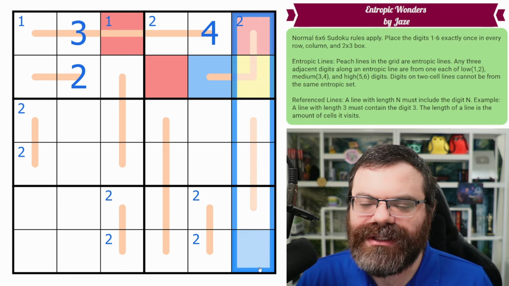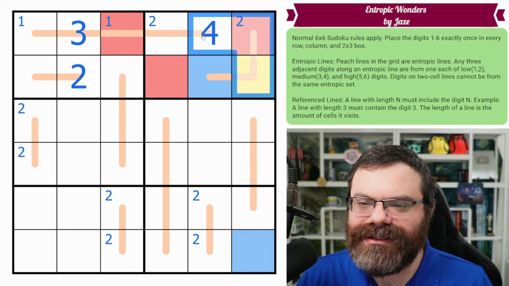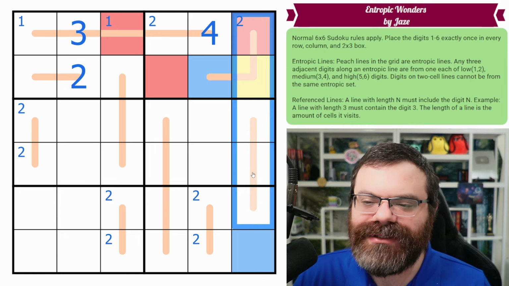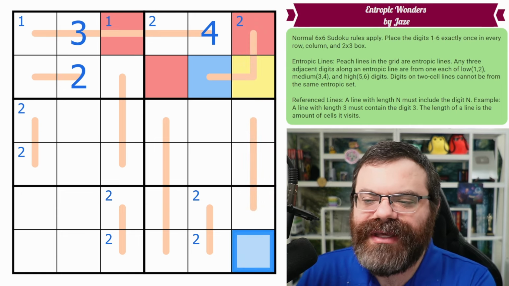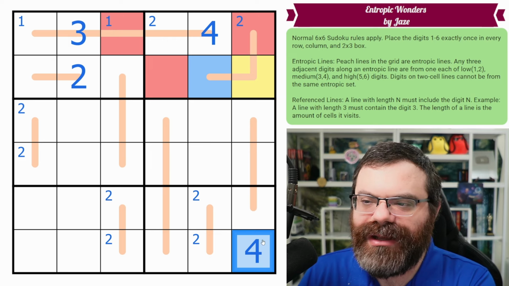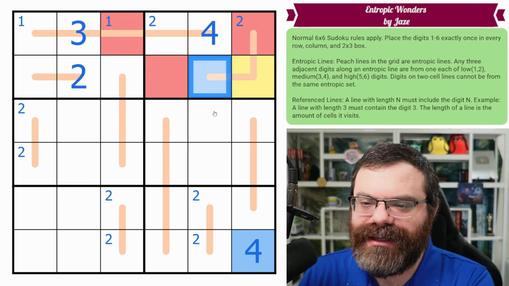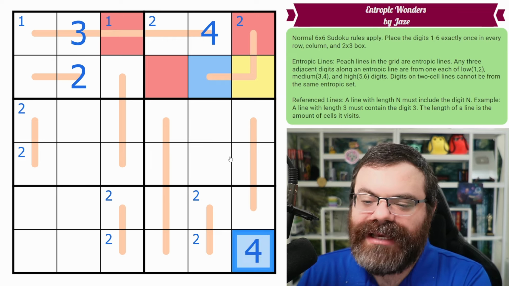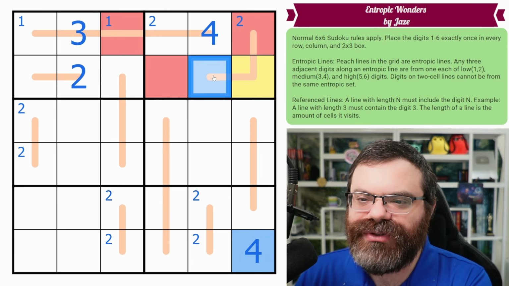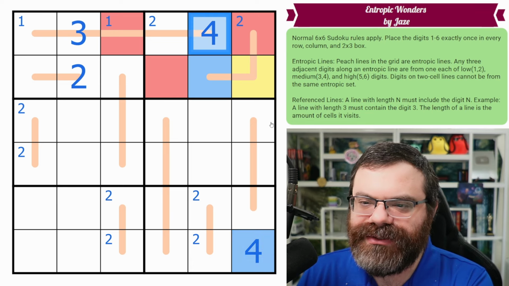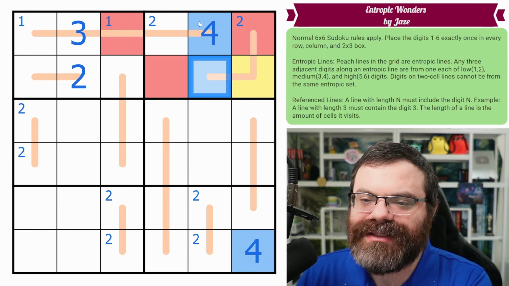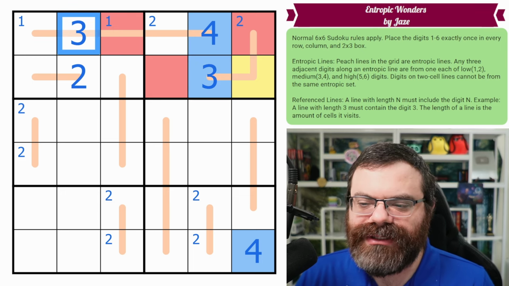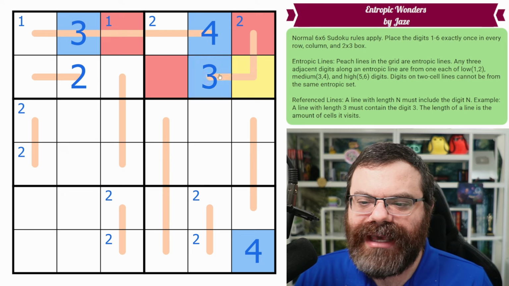So where's the 4 in this column? That's interesting. Well, it's not here because there's a 4 in the box, and it's not on this reference line because it's got a 3 on it. So this ends up 4. And so now we know blue is medium. Sorry, I wasn't saying these are the same digit, I was saying these are the same in entropy. So we know that 4 is blue now, and that this has to be the other entropic digit that's blue, which is 3. So this is also blue. So now we've connected these.